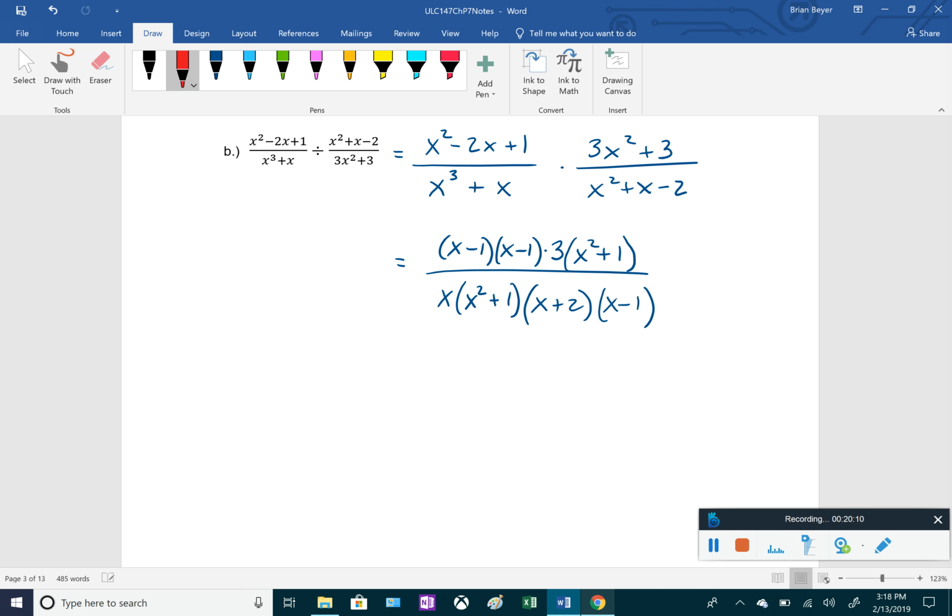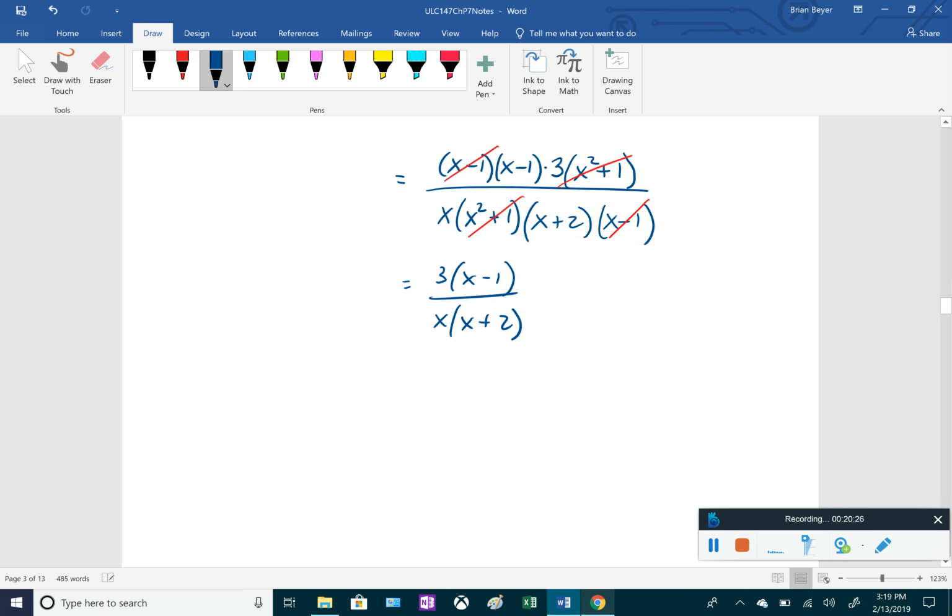Cancel common factors. We have x minus 1 over x minus 1. x squared plus 1 over x squared plus 1. And I think that's it. So the numerator is 3 times x minus 1 over x times x plus 2. I'm going to distribute both of those. 3x minus 3 over x squared plus 2x.